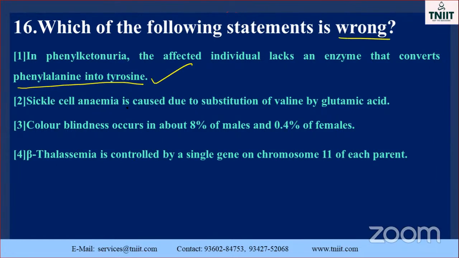Sickle cell anemia is caused due to the substitution of valine by glutamic acid. No, this is the wrong one. Color blindness occurs in about 8% of males and 0.4% of females. Yes, it is also correct. Direct question, this one. Thalassemia is controlled by a single gene on chromosome 11, chromosome 11 only in each parent. This is also correct. So the wrong statement is valine replaced by glutamic acid.